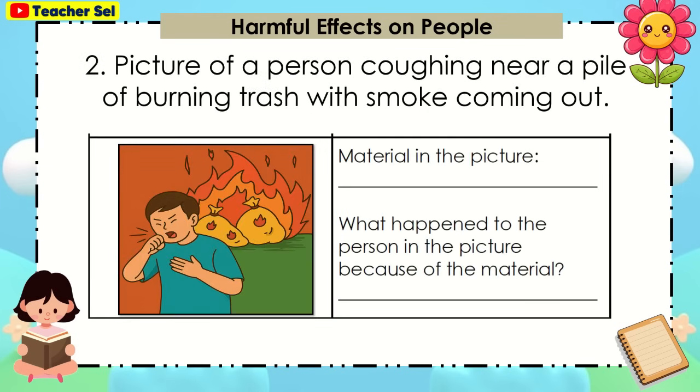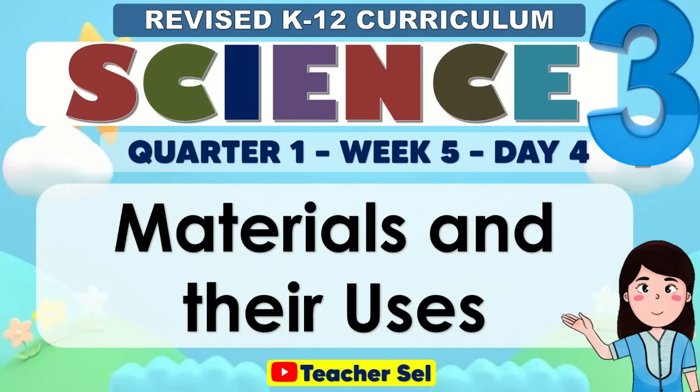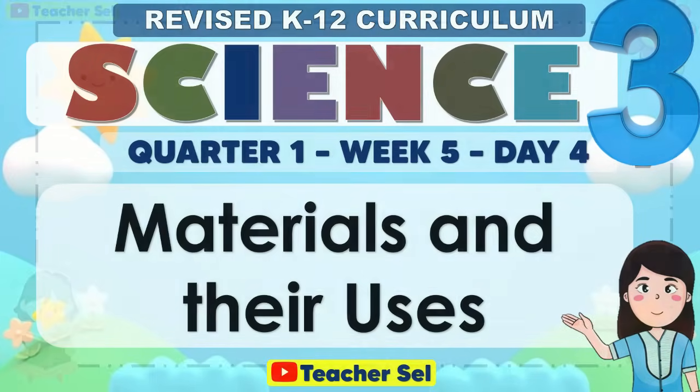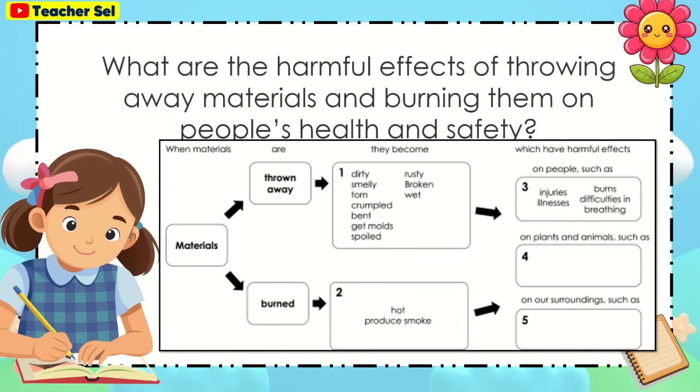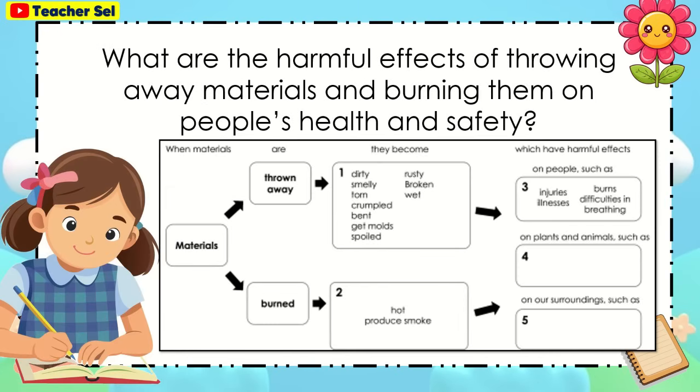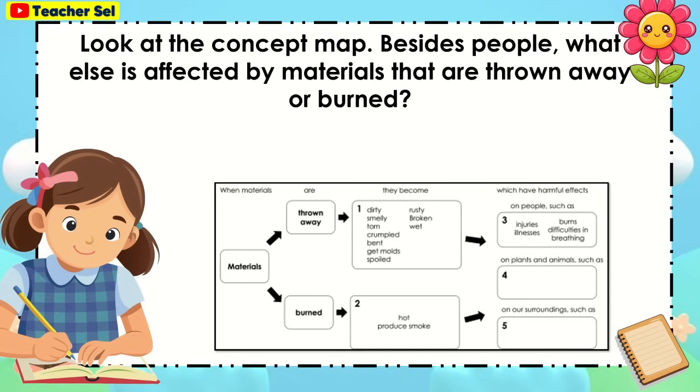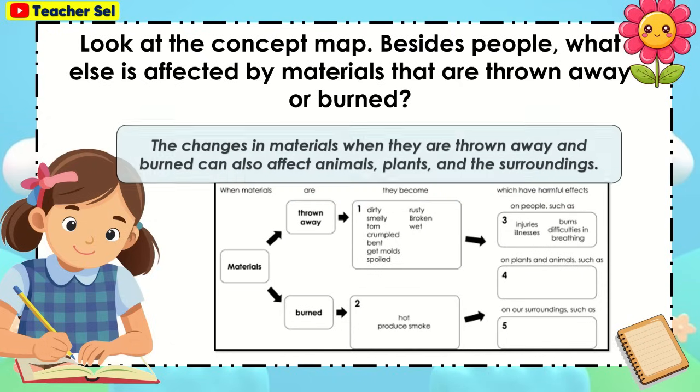For the second picture, picture of a person coughing near a pile of burning trash with smoke coming out. For day 4, what are the harmful effects of throwing away materials and burning them on people's health and safety? Look at the concept map. Besides people, what else is affected by materials that are thrown away or burned?